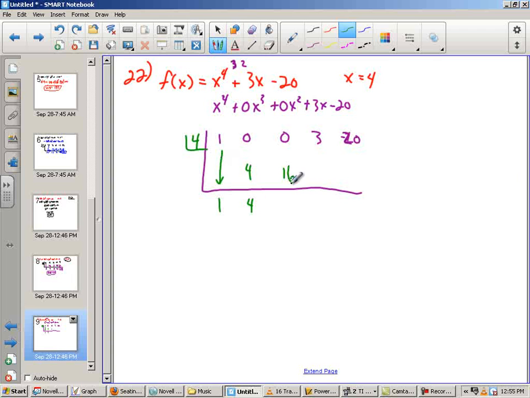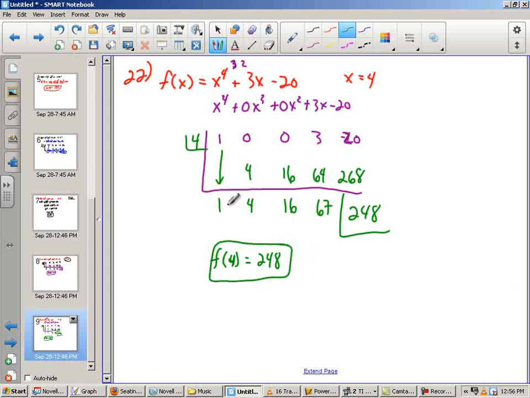4 times 4 is 16. 0 plus 16 is 16. 4 times 16 is 64. 3 plus 64 is 67. And 67 times 4, well, 4 times 60 is 240. 4 times 7 is 28. 240 and 28 would be 268. And then I'm going to subtract 20 from that, because I have negative 20 plus 268 should produce 248. So with that in mind, I can say that f of 4, in other words, plug 4 into function f, and you get back 248.